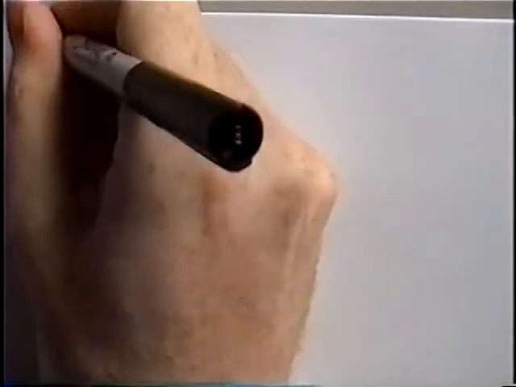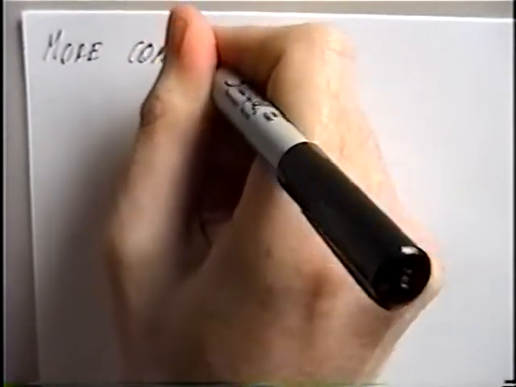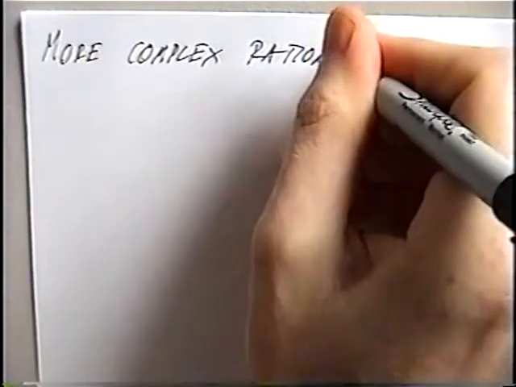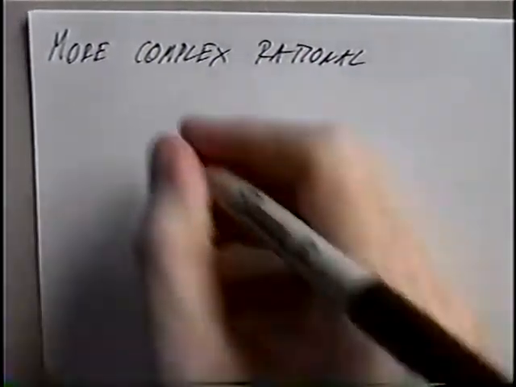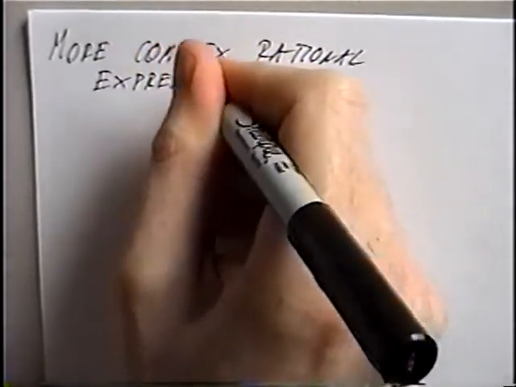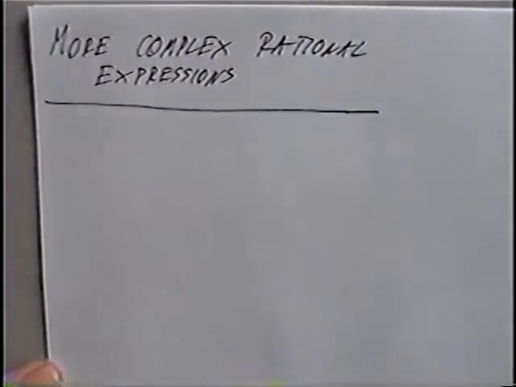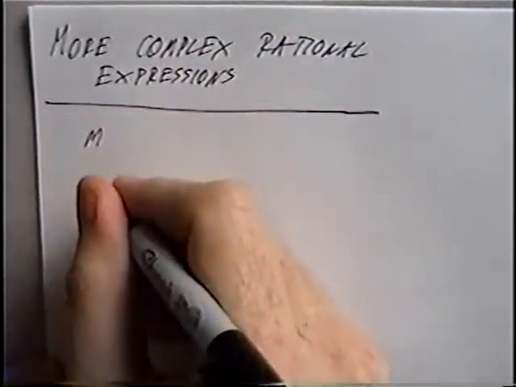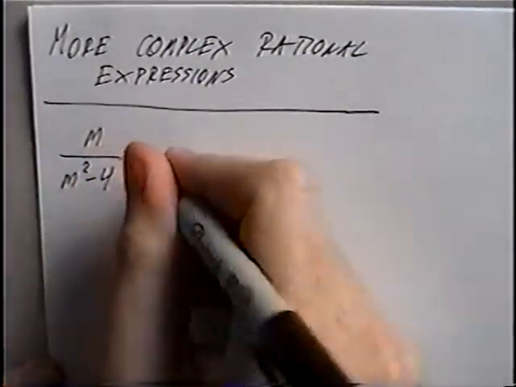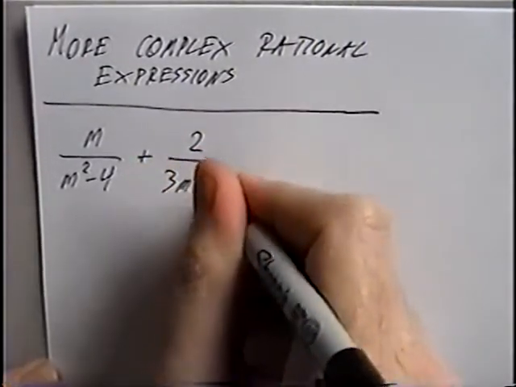The last section of notes today is called More Complex Rational Expressions. The first problem is m over m squared minus 4 plus 2 over 3m plus 6.